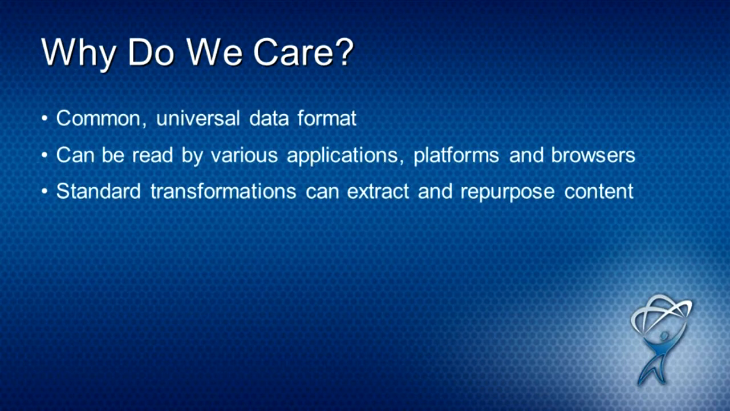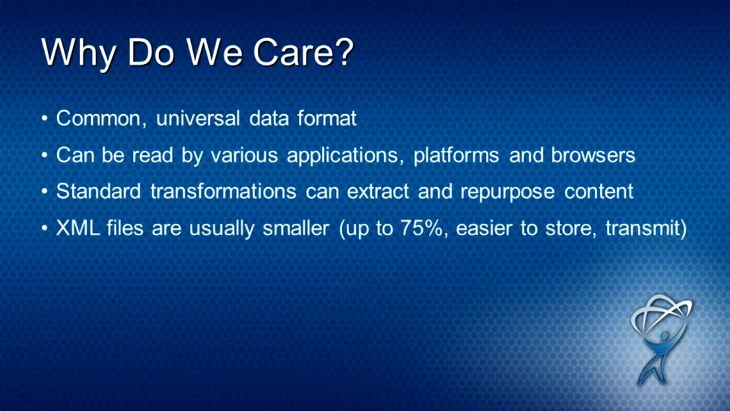We can also use something called a standard transformation. Now, I know that gets a little bit technical, but basically it means that we can very simply extract and repurpose the content to be used in a variety of different places in a variety of different ways. In addition, XML files are usually smaller, sometimes up to 75% smaller than the old binary version. That means that they're going to be easier to store, they're going to be easier to transmit, for example, over the internet or in email, and all of those make sense with the way we use computers and technology today.